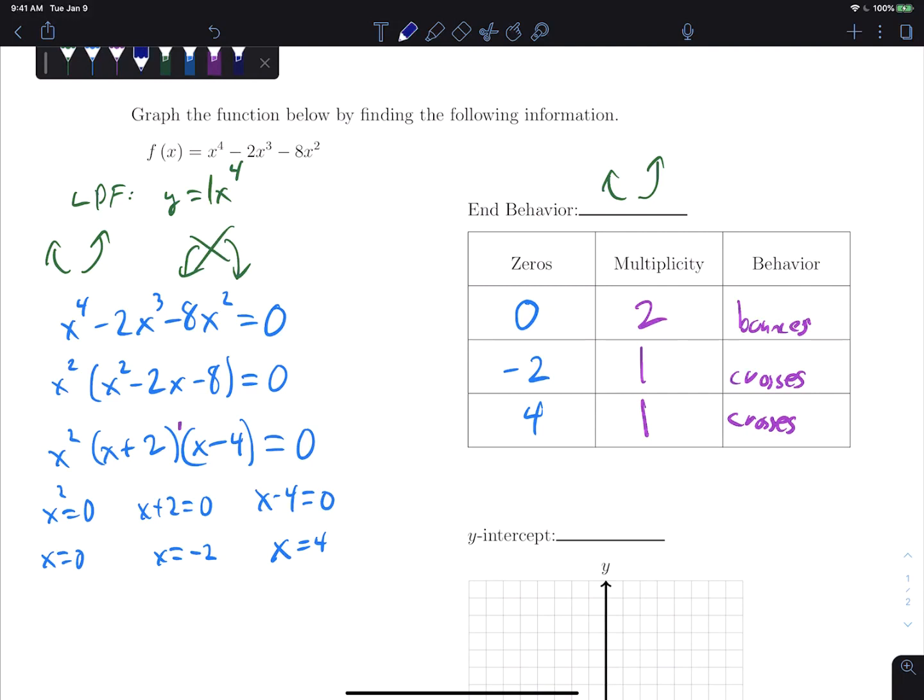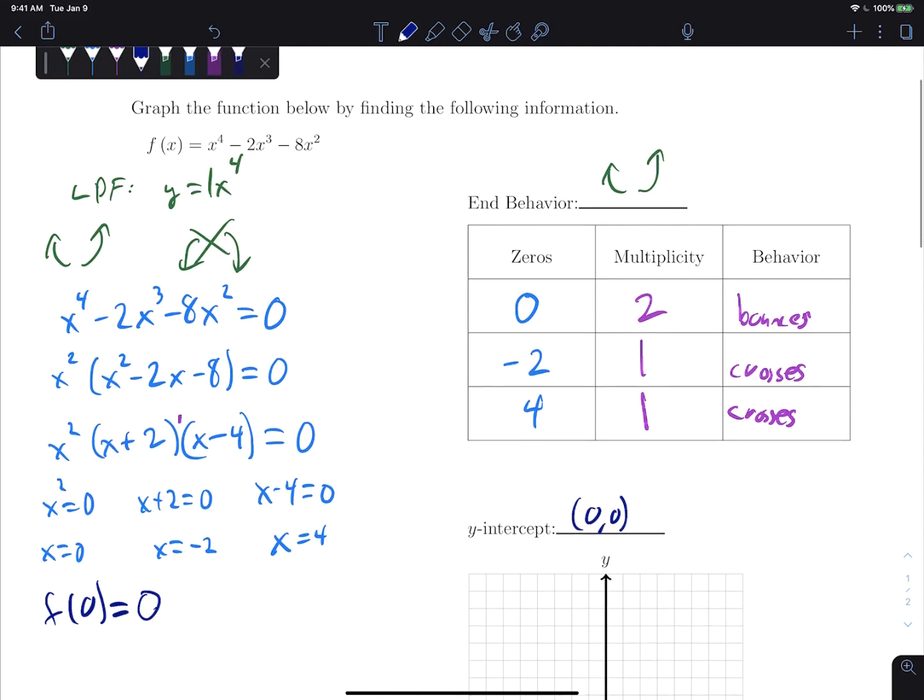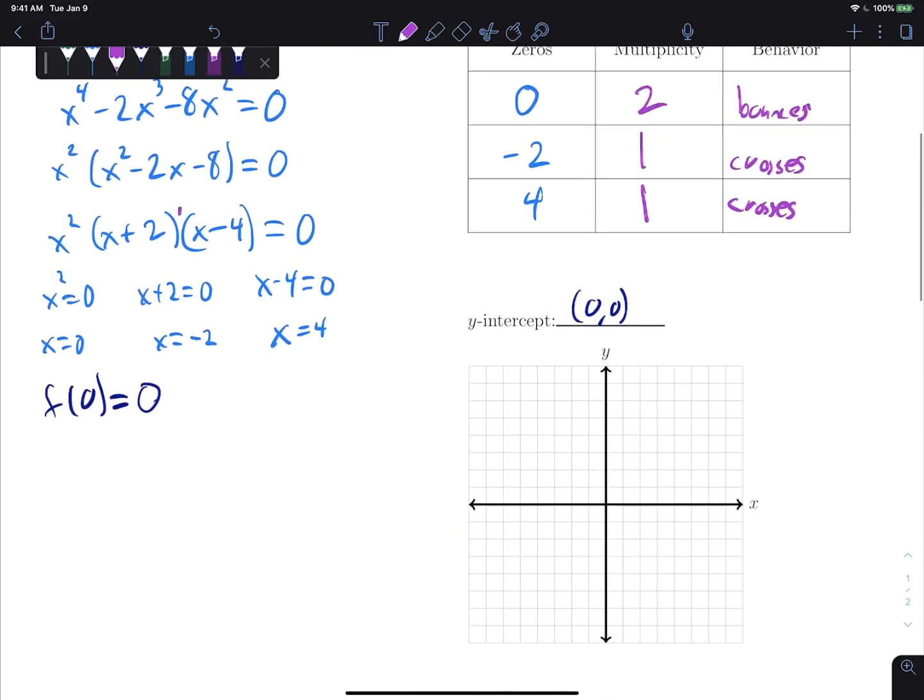Outstanding. And to find the y-intercept, just ask yourself, what is f of 0? Well, just plug in 0 for everything and you're going to get 0. So (0, 0) is the y-intercept. Awesome. Anyway, now let's just plot everything, starting with the zeros. We have zeros of negative 2, 0, and 4.